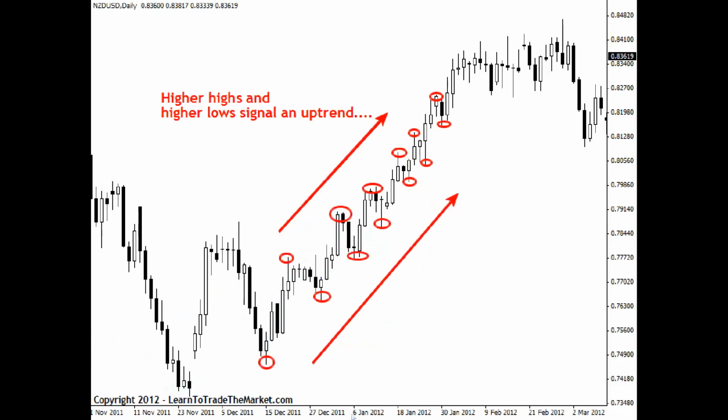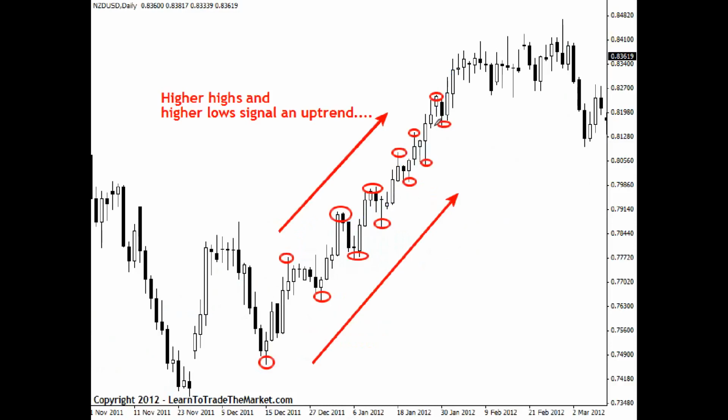So let me erase it. You see that reversal pattern right here? Okay, that's an uptrend continuation basically. So even though the market comes back to retest it, it takes off from there. Notice the market keeps making higher highs, higher lows. That's how you know you're still in an uptrend.